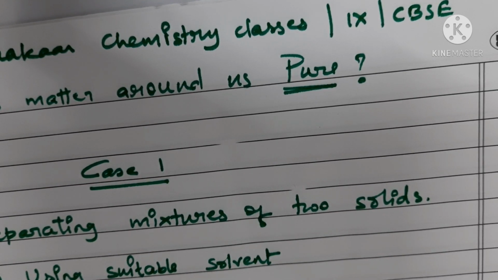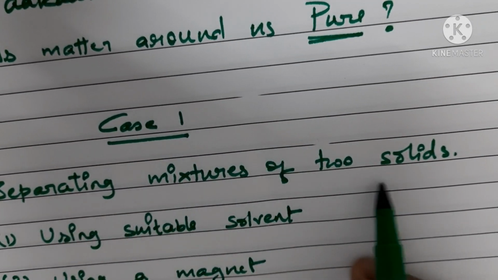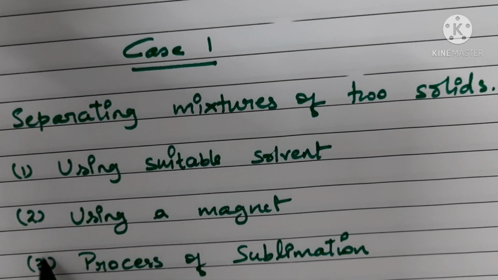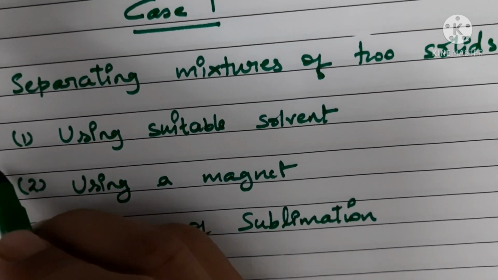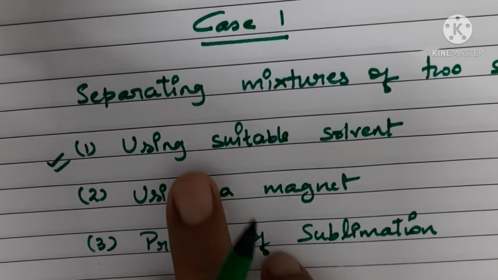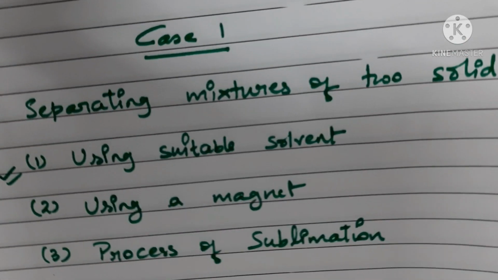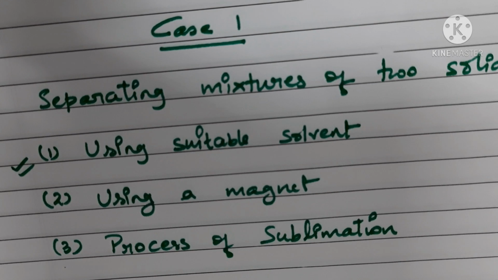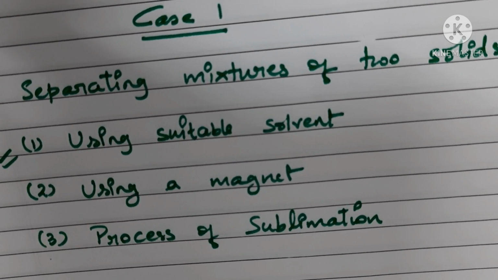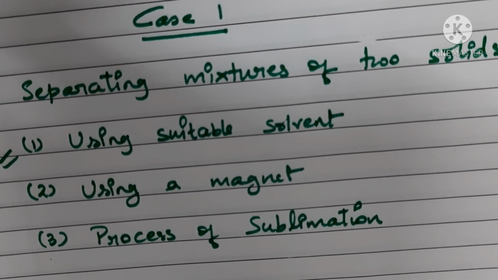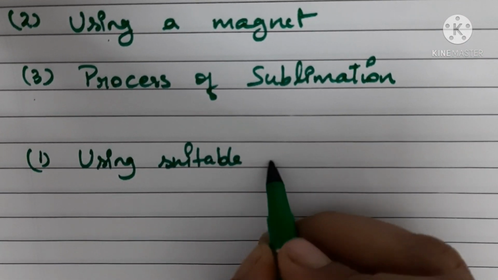So let's start with the separation of the mixture. How to separate a mixture of 2 solids? We have 3 methods, and we are going to start with the first method: how to use a suitable solvent to separate a solid from a solid. Let's consider an example. The first one is using a suitable solvent, so let us keep it under that heading.